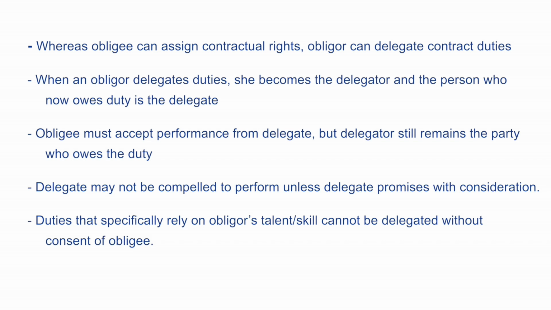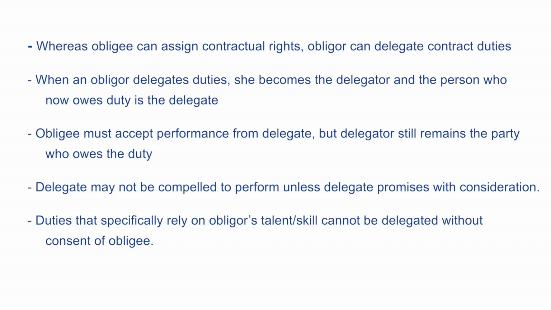And the person that I originally promised to, the obligee, must accept performance from the delegate, but the delegator, meaning me, still remains the party who owes the duty. So if I enter into a contract with you and I say, I'm going to do this thing, and then later I delegate it to someone else and they don't do it, I'm the one who's on the hook, not them, because I'm the one who formed the contract with the obligee in the first place.